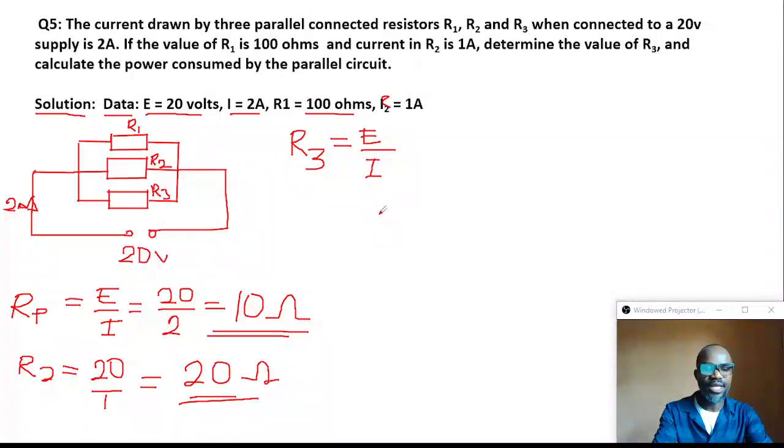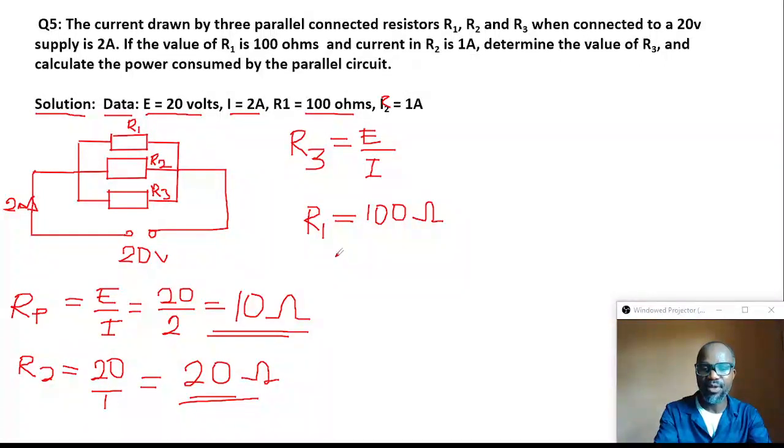We need to find the current flowing in resistor 1 first. We already know the current flowing in resistor 2. Let's know the amount of current flowing in resistor 1. Resistor 1 is 100 ohms. Now, how do we find the current flow here? Of course, the energy is the same.